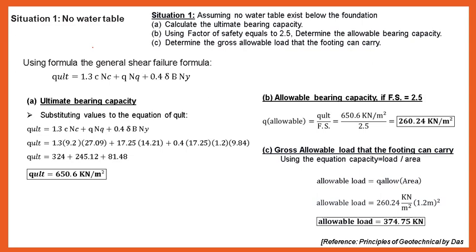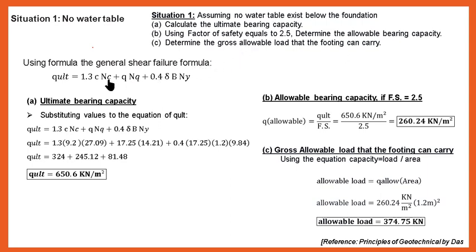Okay? So, for situation 1, pag wala daw tayong water table, so using our general shear failure formula, ito yung formula pag yung footing natin is a square. So, we have 1.3 C, N sub C plus Q, N sub Q plus 0.4 unit weight times B times N Y. Sabi dito, wala tayong water table.